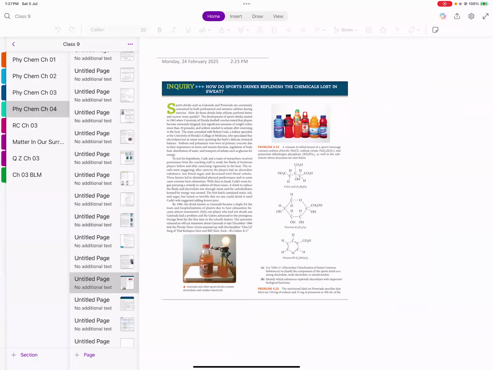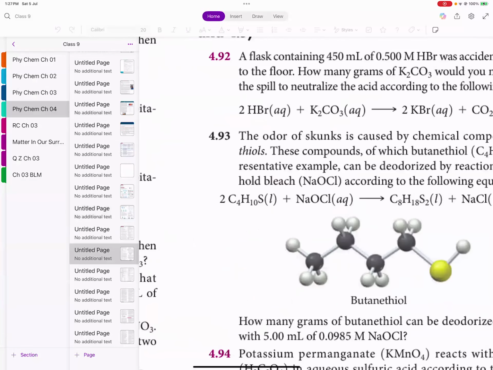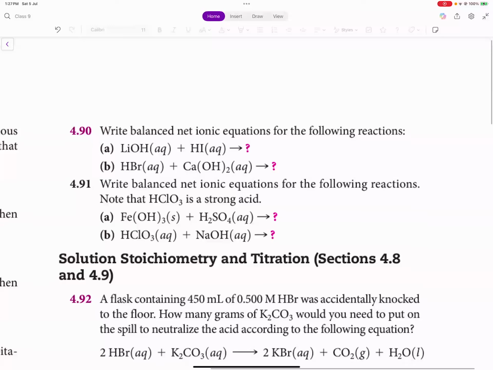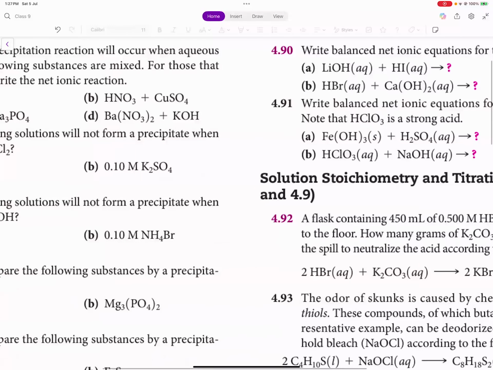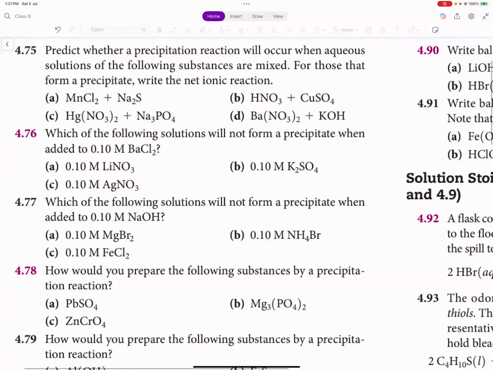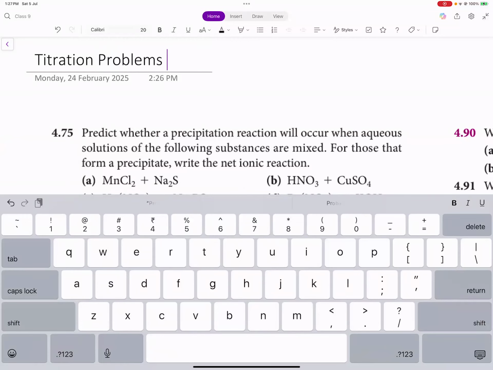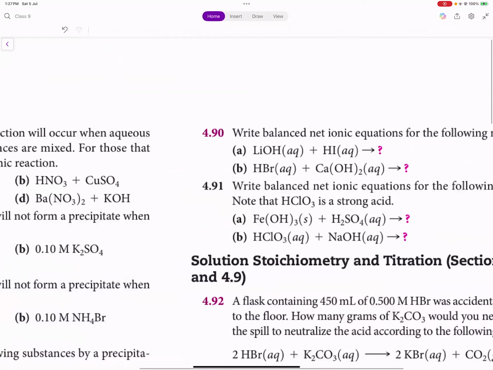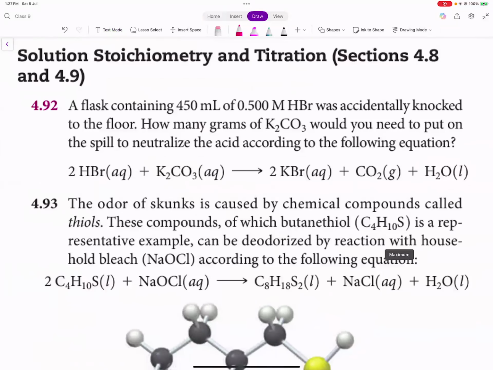We can come here. These are the titration problems. I'll just name it, titration problems. Yeah, we can do this.